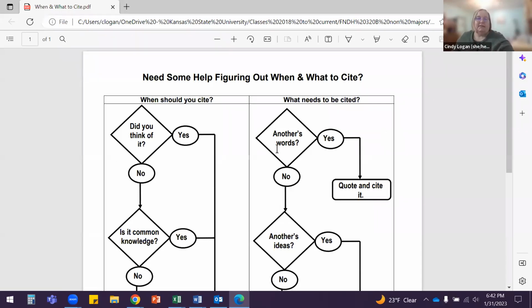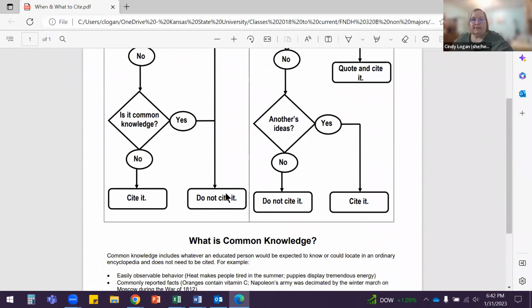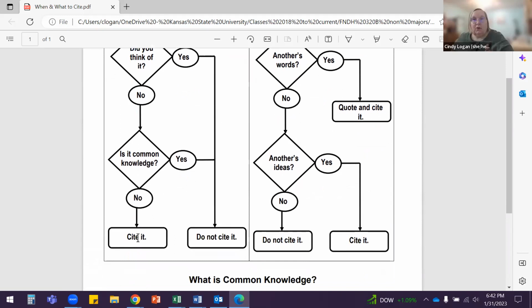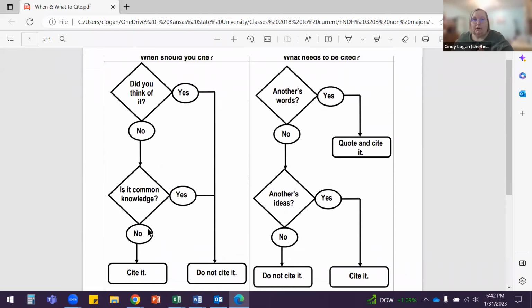But let's take a look at this. So on the left, when should you cite? If you thought of it, then you don't need to worry about citing it if it's your own thought. However, if it's a thought that you got from an article that you read, so did you think of it? Was that your idea? Was that your result? No? Okay, then we go down. Is it common knowledge? Is everybody going to know it? If yes, again, don't have to cite it. If not, then if it's not common knowledge, you're going to have to cite it.